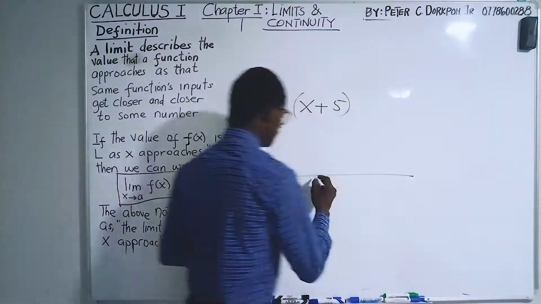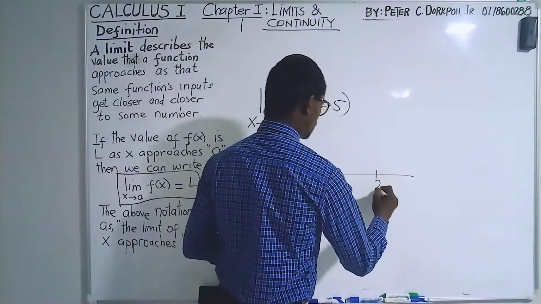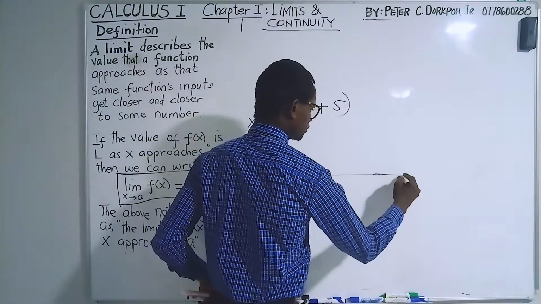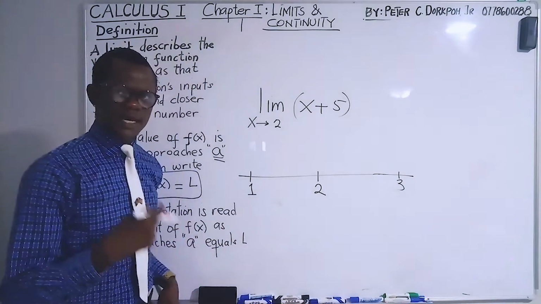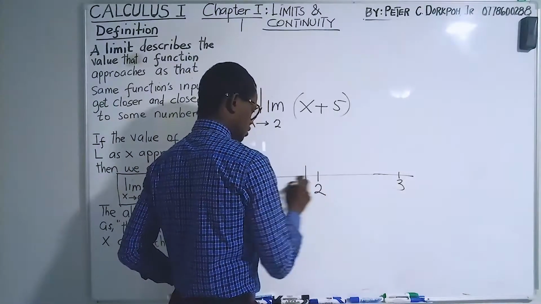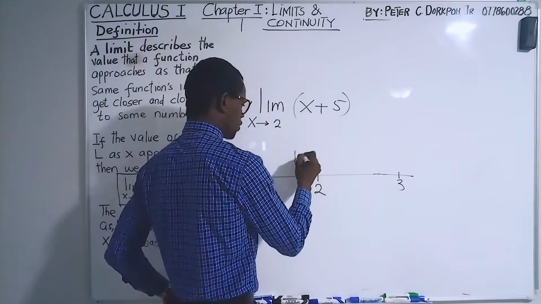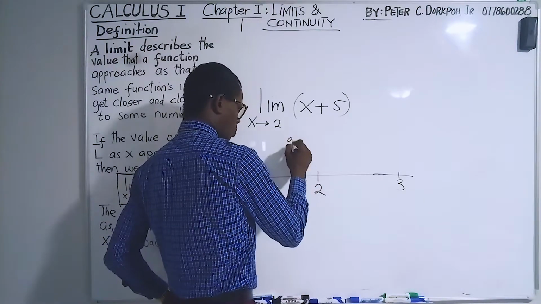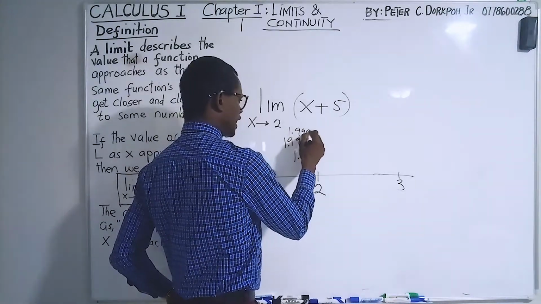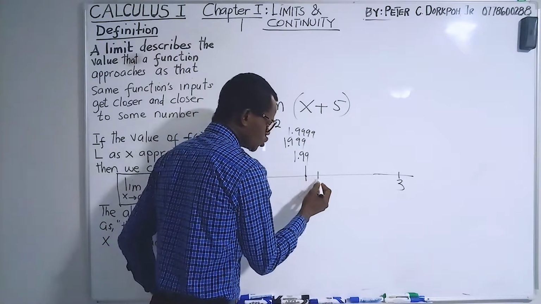For example, this will be our 2, and on this side is 1, and this side is 3. When a value called x is approaching this 2 from the left, it could probably be 1.99, 1.9999, 1.99999, and so on. It means that it is very, very close to this 2.